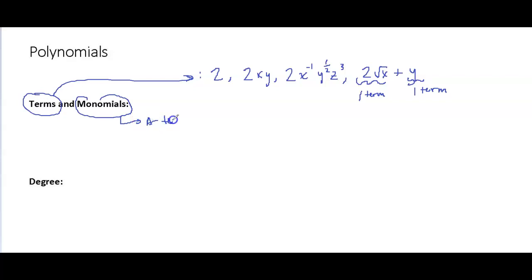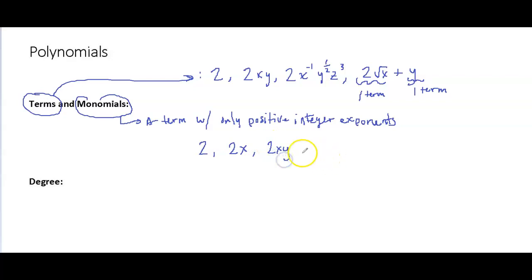A monomial is a term with only positive integer exponents, meaning something like 2, 2x, 2xy, 2z to the third. Each of those would be considered a monomial.